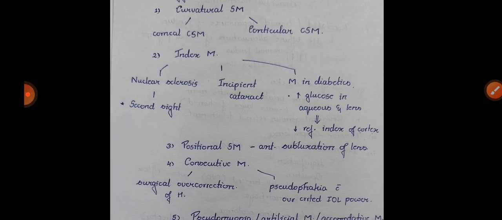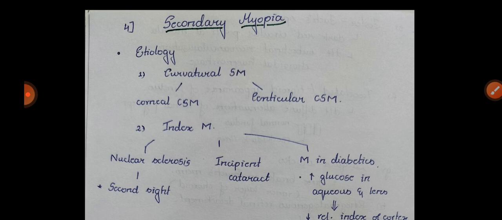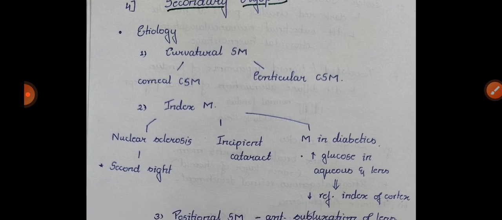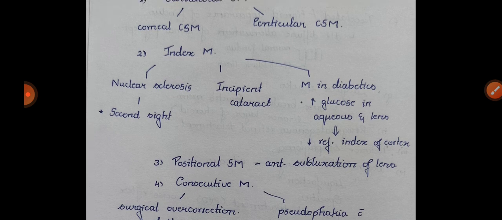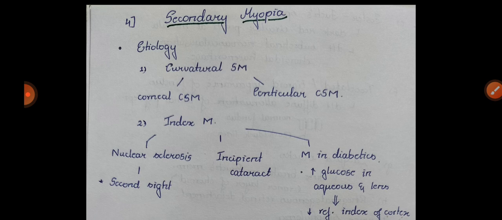Now coming to the last one, that is secondary myopia. Now we have finished the three things. After that we are going to the fourth one, that is secondary myopia. Etiology: curvatural, that is a problem in corneal curvature or lenticular lens curvature. In index myopia, nuclear sclerosis causes a secondary myopia, incipient cataract, and myopia in diabetes, that is an increase in the glucose in the aqueous and the lens, which decreases the refractive index of the cortex. That is curvature secondary myopia.